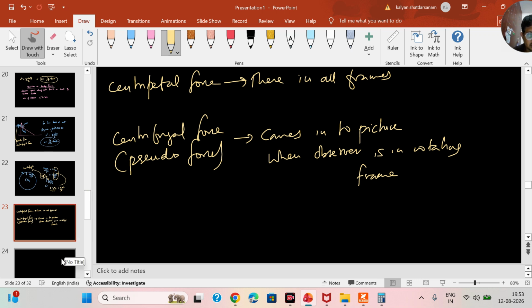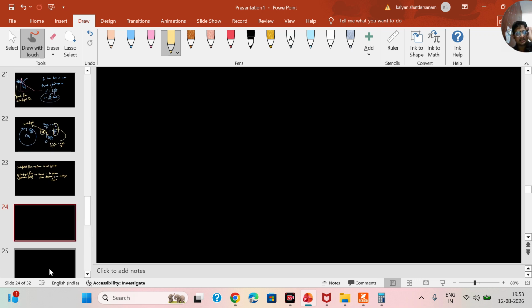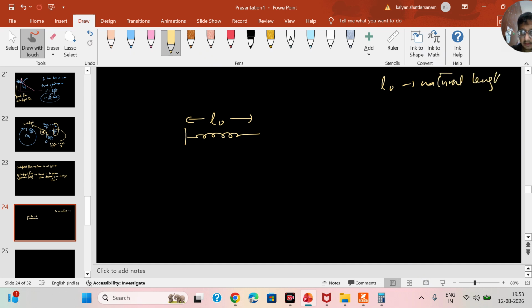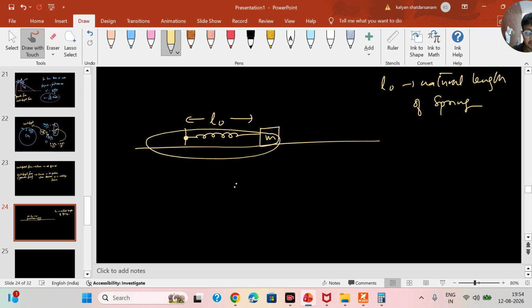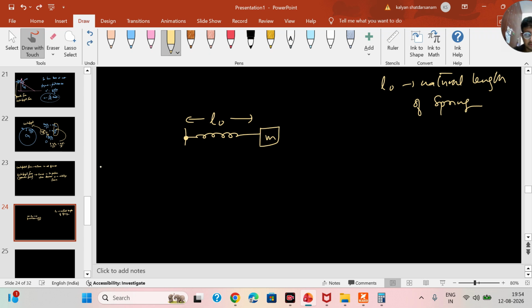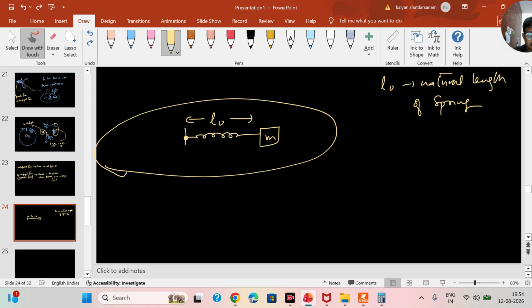Now let's go ahead. So we solved that question. Let me take one more question. Suppose I have a spring whose natural length is L naught. Say L naught is the natural length of the spring, and the spring is attached here, and you connected a block of mass M, and this is rotating on a table in a circular path. I don't know how to show it. Maybe I'll show it like this. Okay, this is a better diagram.